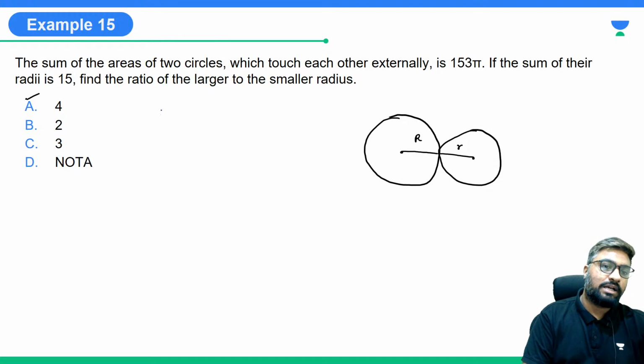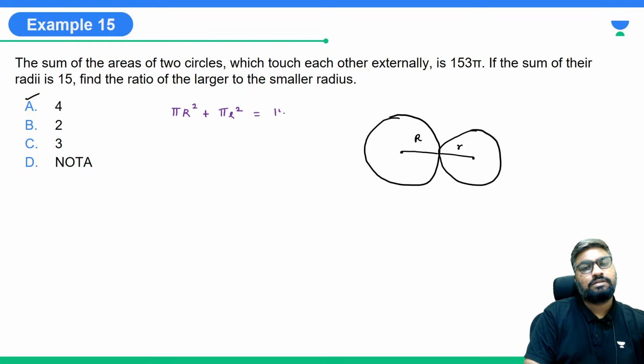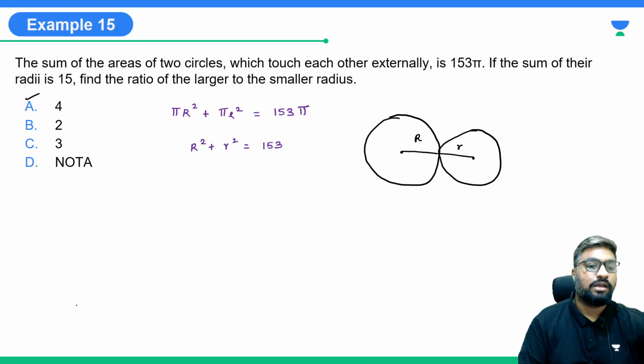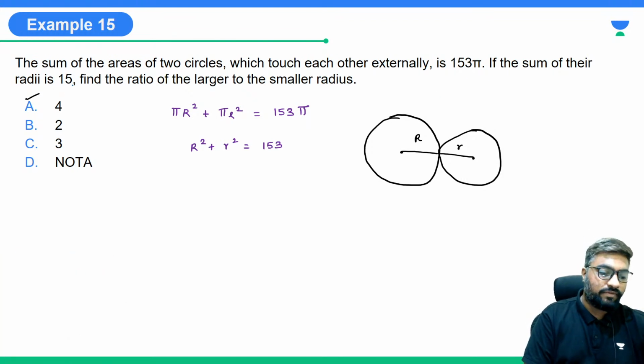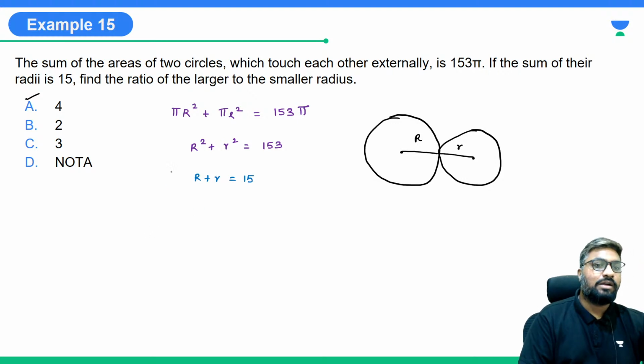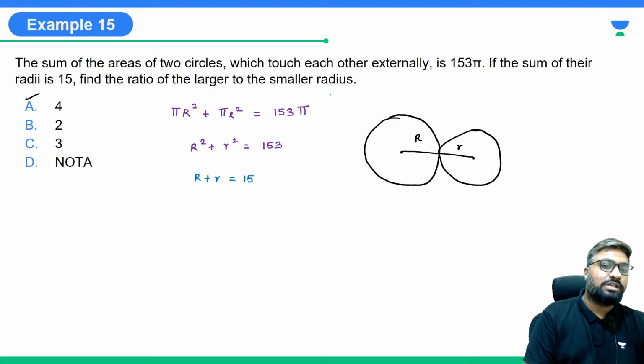So the area of the bigger circle will be what? Pi times R square. The area of the smaller circle will be what? Pi times r square. They're saying this is 153 pi. Take pi common and cancel. You will get R square plus r square is 153. Also, they are directly saying that the sum of the radii is 15. Yes, R plus r is given as 15. What do we have to find? The ratio of the larger to the smaller radius.